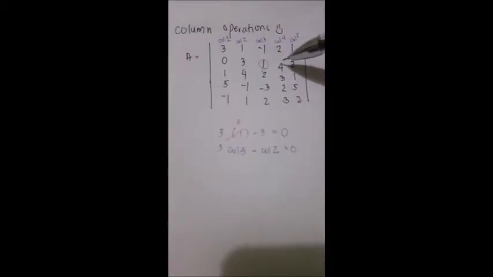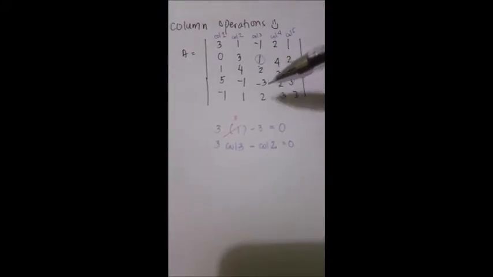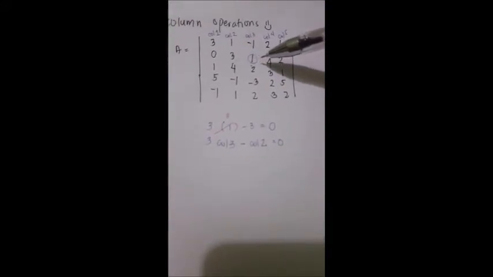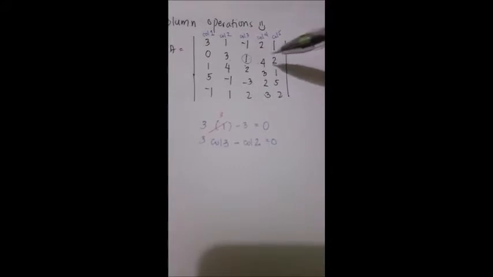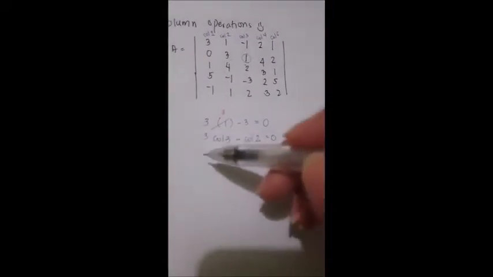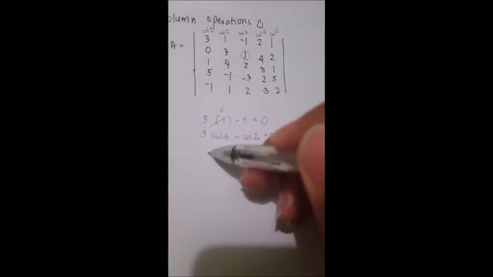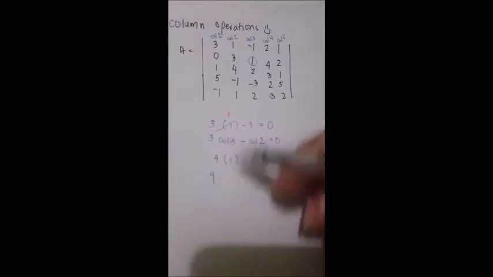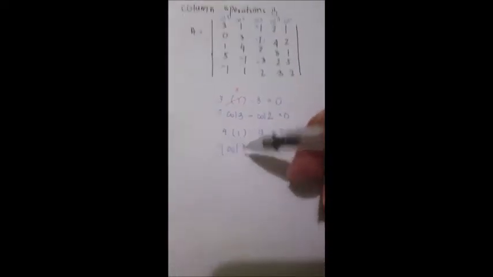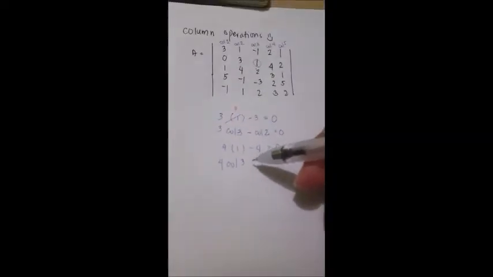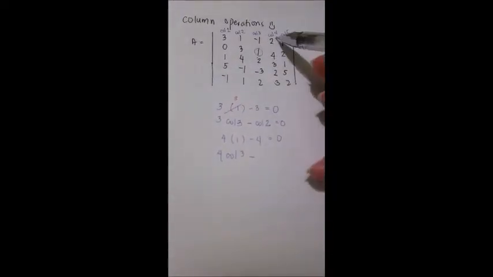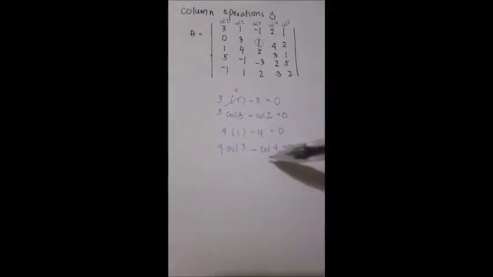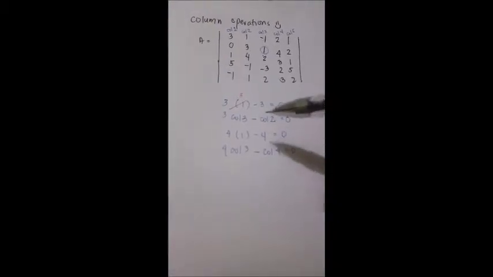Okay, next. So, paano natin gagawing 0 etong 4? The same way, ganun din. So, di ba 4 times 1, that is 4. And kapag isusubtract natin with 4, it will become now 0. So, yung nangyari is 4 times 1 minus 4 equals 0. So, syempre 1 comes from column 3 minus, and yung 4 comes from column 4. Okay, so 4 column 3 minus column 4 is equal to 0.